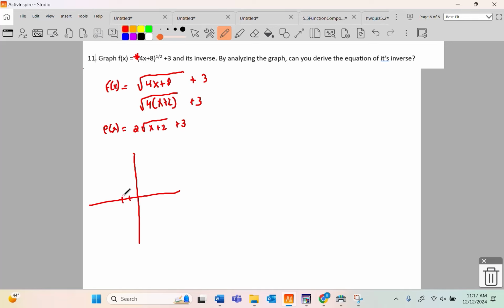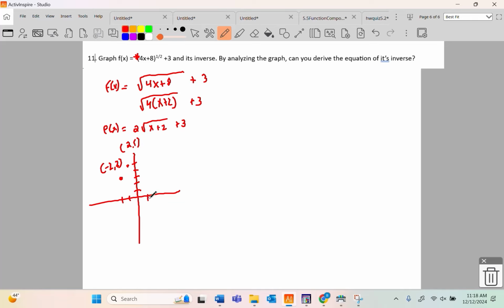That is a left 2, rise 3 situation. Negative 2, positive 3, that's h and k. And then I am going to rise 2 and run 1. That'll get me my arm. I'm going to add a third point in too, just to make this a little easier on myself. So 2, 5? It's easy to take the square root of 4, right?